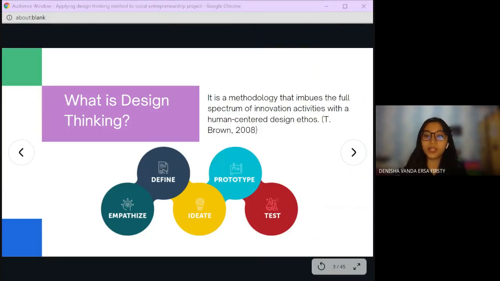Now, after getting familiar with social entrepreneurship, the next topic is about design thinking. Based on T. Brown, design thinking is a methodology that imbues the full spectrum of innovation activities with a human-centered design approach. So it has 5 steps, which are empathize, define, ideate, prototype, and testing.